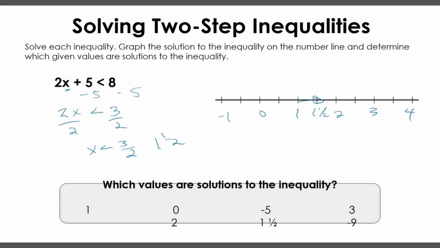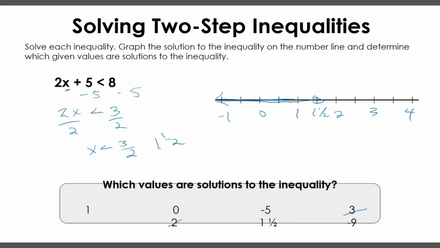So could it be 1? Yes. Could it be 0? Yes. Could it be any negative number going to the left? Yes. How do we check this? Well, it couldn't be 2. It couldn't be 3.